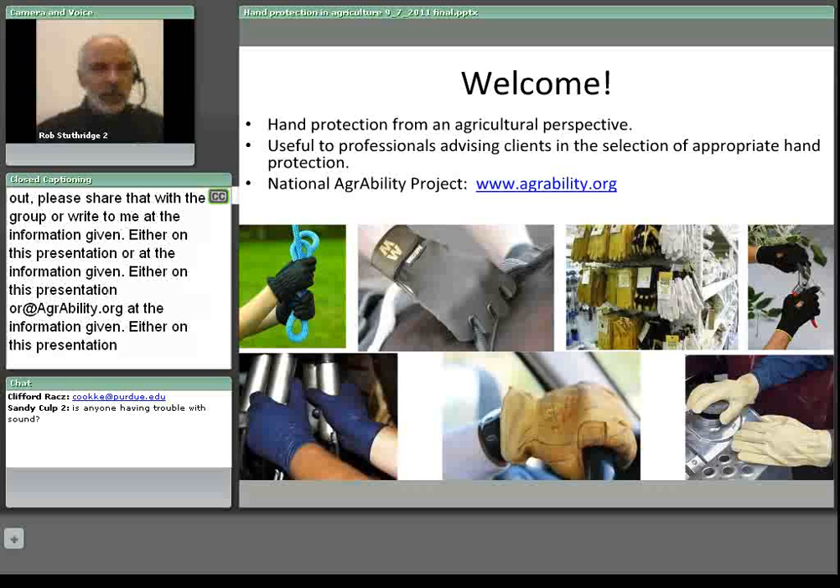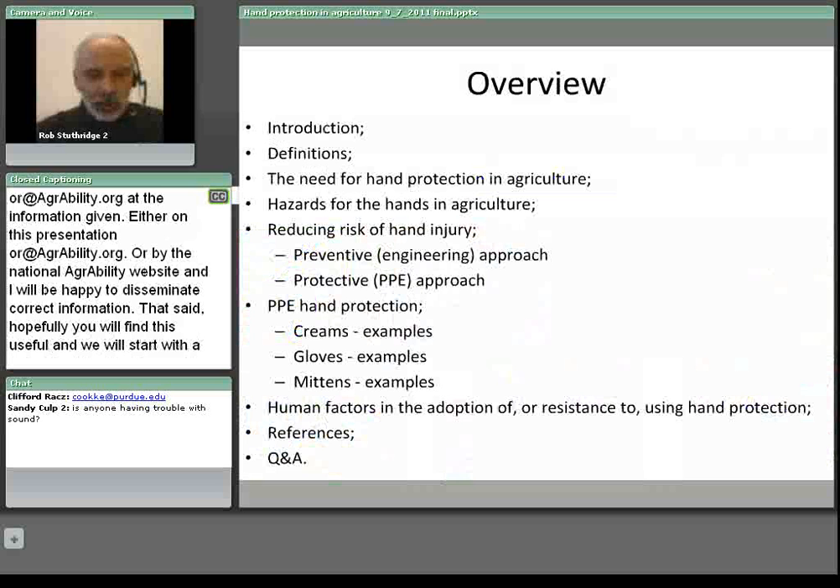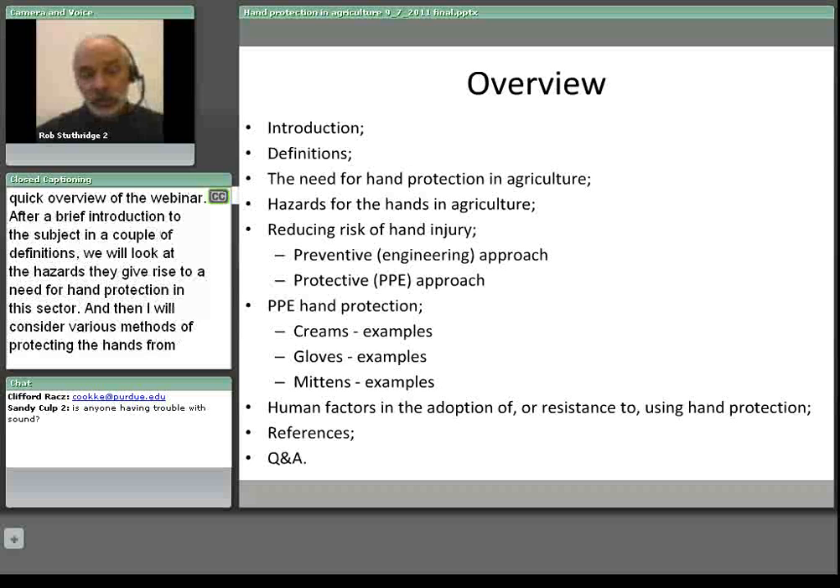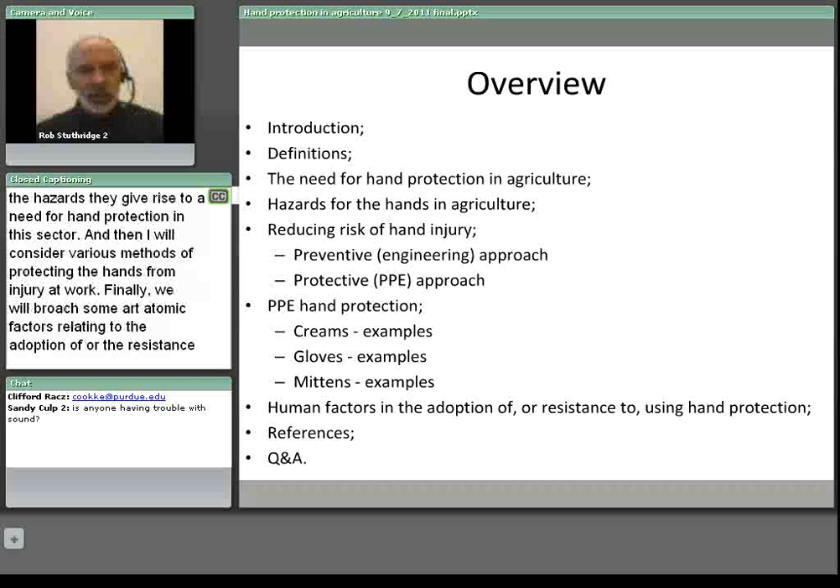We're going to start with a quick overview of the webinar. After a brief introduction to the subject and a couple of definitions, we'll look at the hazards that give rise to a need for hand protection in this sector. Then I'm going to consider the various methods of protecting the hands from injury at work. Finally, we're going to broach some ergonomics factors relating to the adoption of or the resistance to using hand protection. References are going to be provided, and there'll be time, as Paul said, for questions and hopefully some answers at the end. Feel free to share comments with us as well.